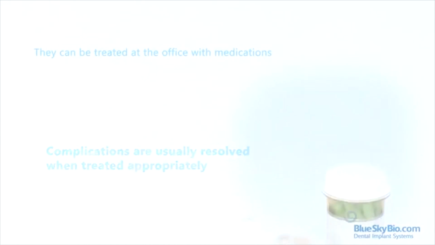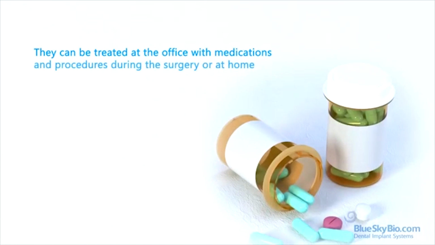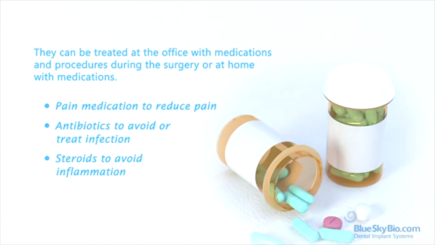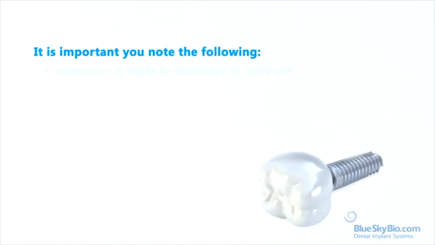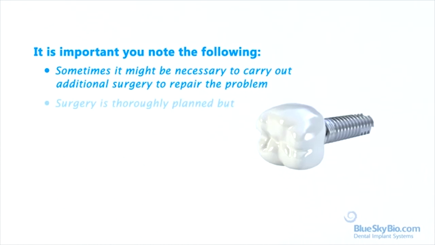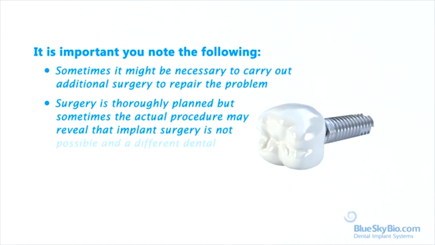They can be treated at the office with medications and procedures during the surgery or at home with medications such as pain medication to reduce pain, antibiotics to avoid or treat infection, steroids to avoid inflammation. It is important you note the following. Sometimes it might be necessary to carry out additional surgery to repair the problem. Surgery is thoroughly planned, but sometimes the actual procedure may reveal that implant surgery is not possible and a different dental solution is needed.